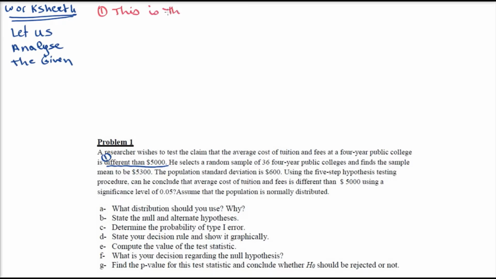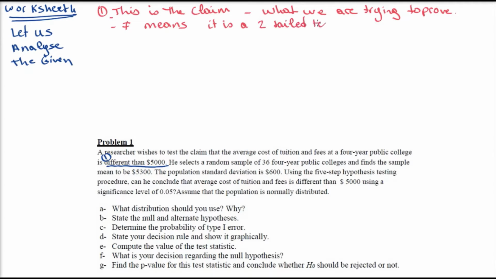To cover the first point, let us solve problem 1 from worksheet 4. Let us first try to analyze the given and extract the key values. When we say different than $5,000, this is the claim, this is what we're trying to prove. Different than means that we're facing a two-tailed test. $5,000 is our test value, this is what we're claiming the population average to be.